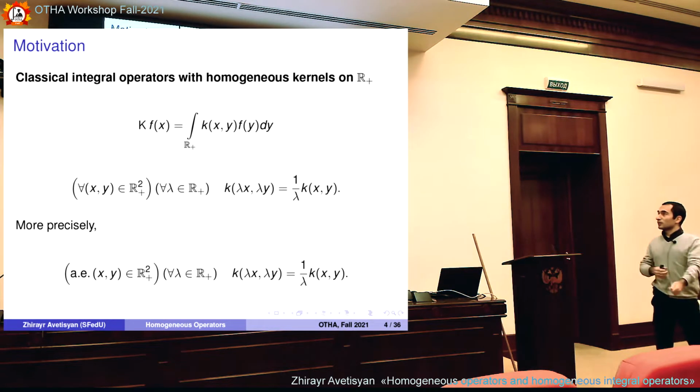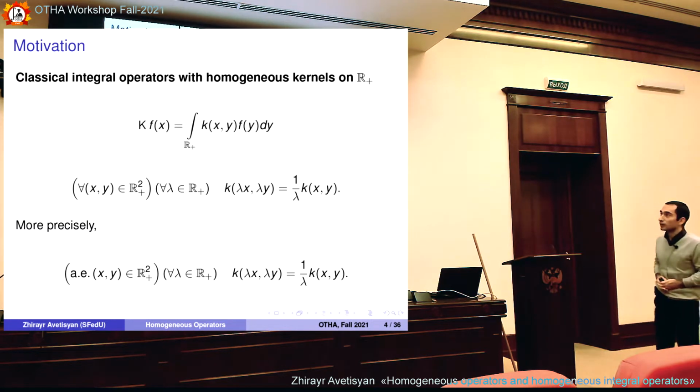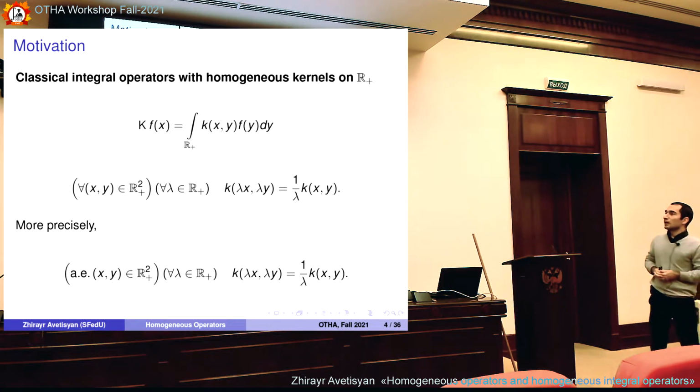So let me begin with the motivation. Here are your favorite classical integral operators with homogeneous kernels on the half line. So we have an integral operator with an integral kernel small k, and the classical condition of homogeneity is that for every x and y and for every positive number lambda, the simultaneous action on both variables x and y by lambda in the kernel throws out a factor of 1 over lambda. Right? This is the classical condition of homogeneity.